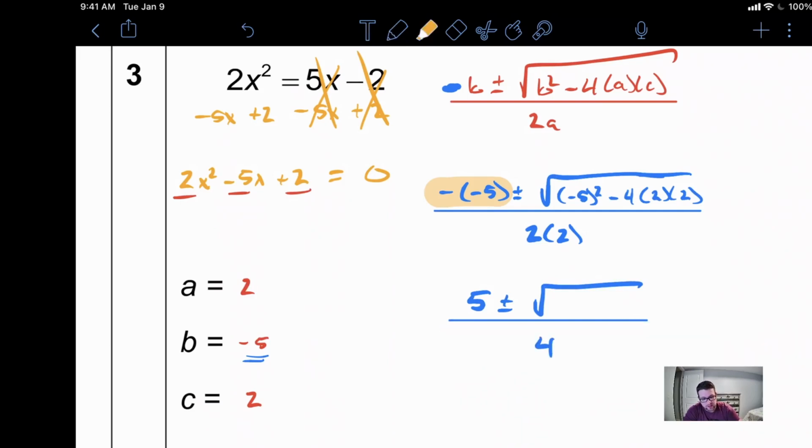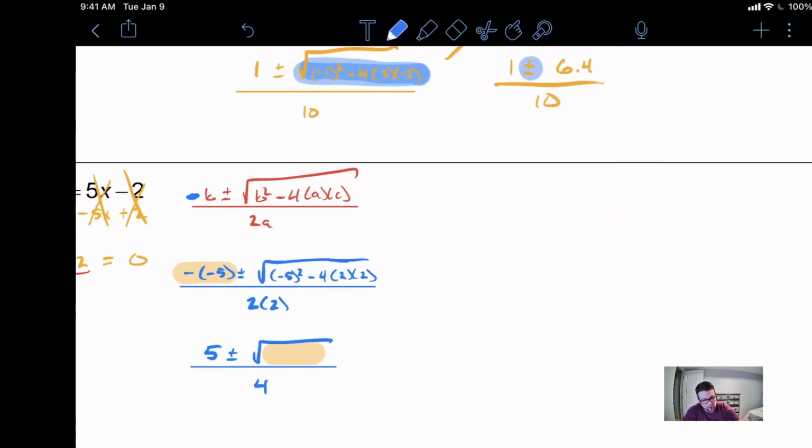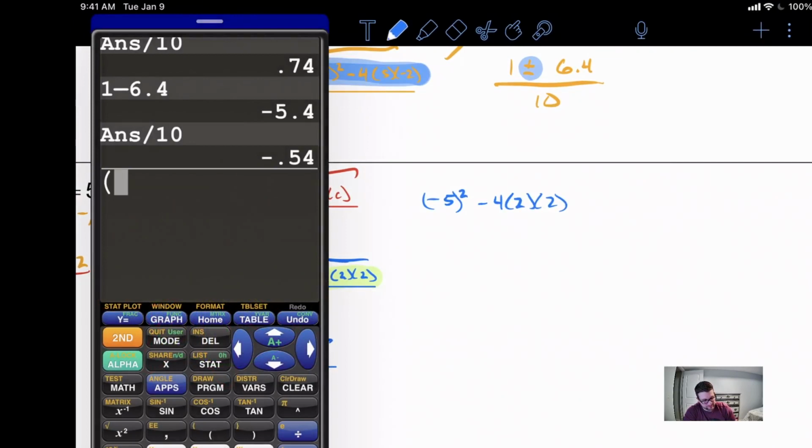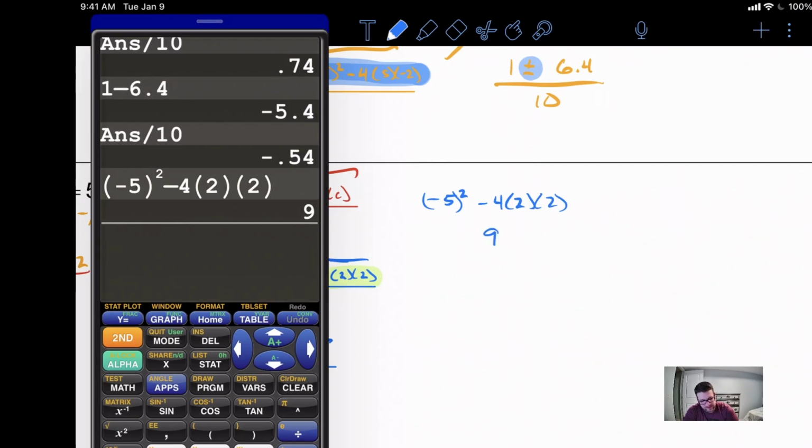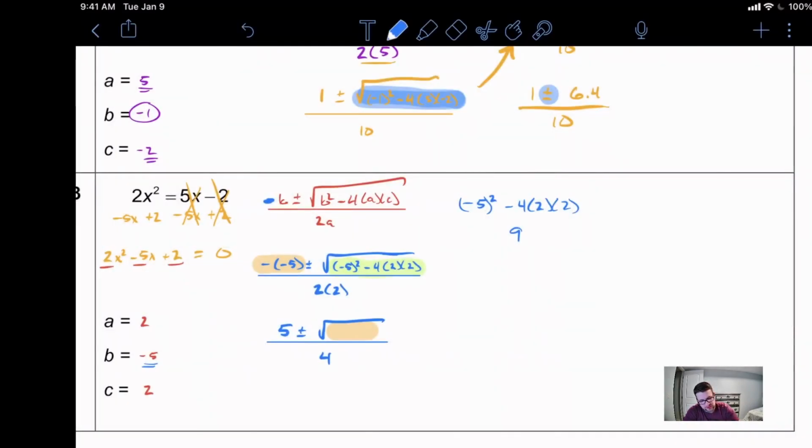So let's figure out what number belongs in the square root. We're going to pull out whatever was inside the square root, which was negative 5 squared minus 4 times 2 times 2. And we just want to evaluate that. So this is where our calculator is our best friend. Negative 5 to the second power minus 4 times 2 times 2, and we get 9. Nice, 9 is finally a nice number there. So 9 is really the number that goes in the square root. So we're just going to rewrite it now. I'm going to undo that blank, and I'm going to put my 9 in there.